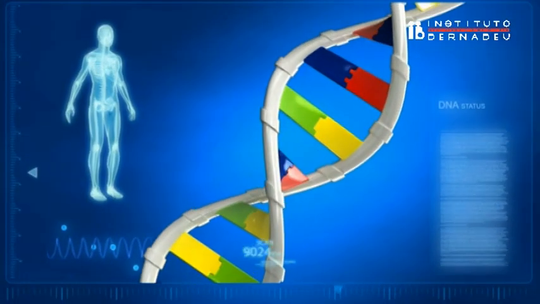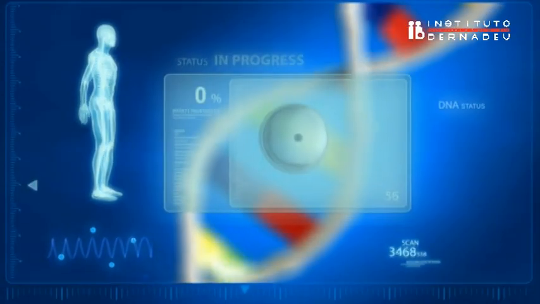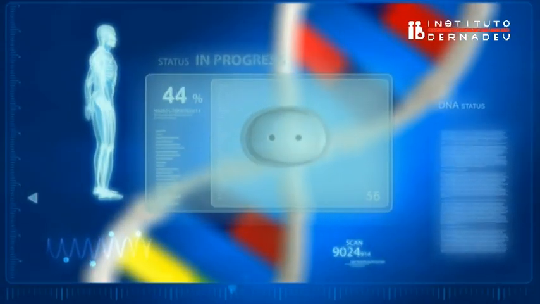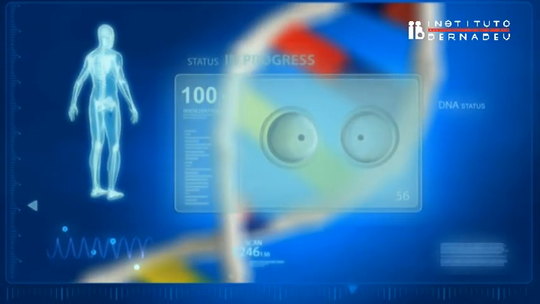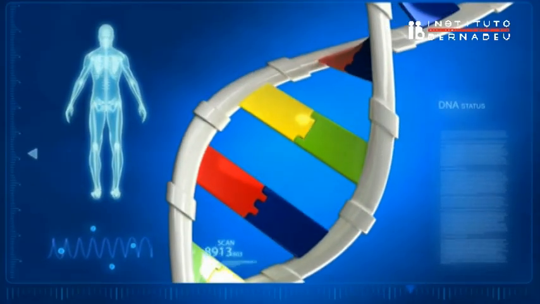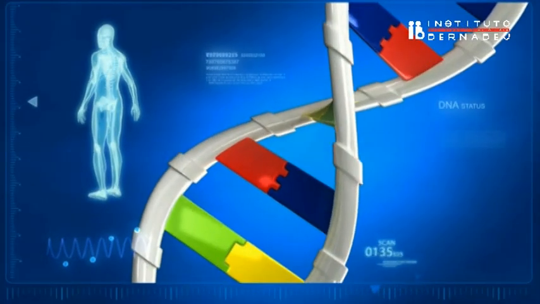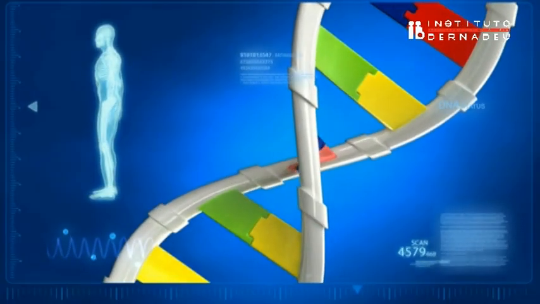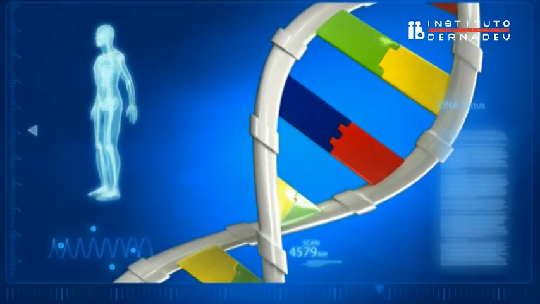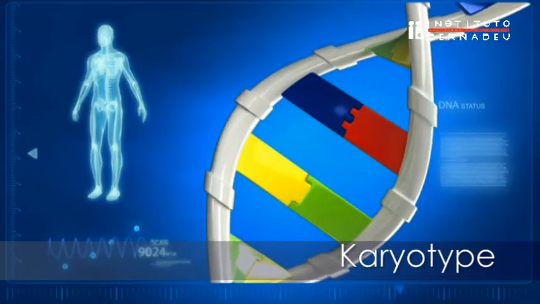All our genetic information is encoded in DNA. DNA is found in the nucleus of every cell of our body as part of these structures called chromosomes. The analysis of these chromosomes is called a karyotype.